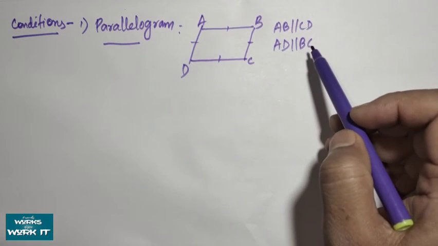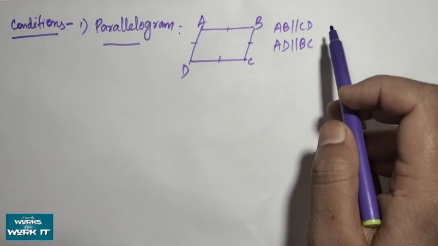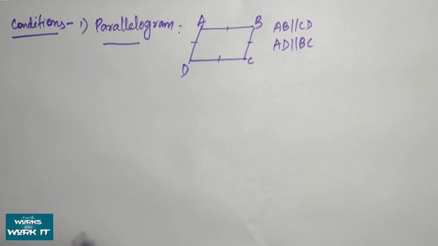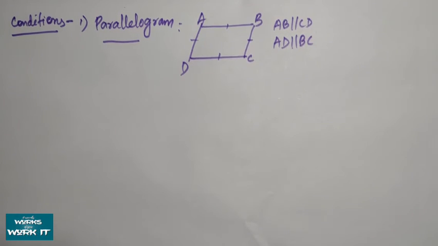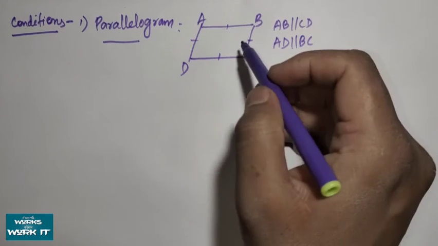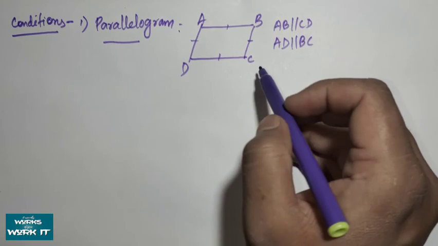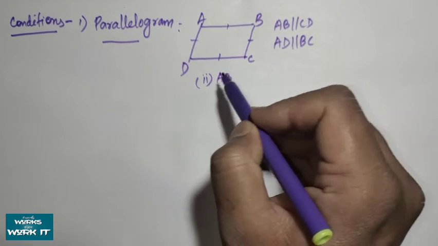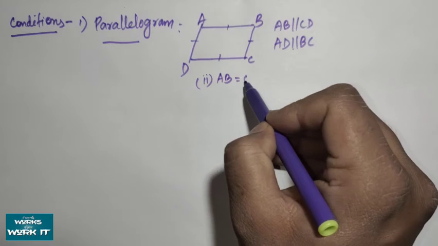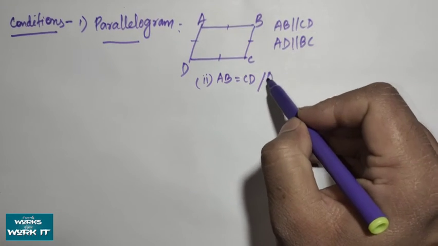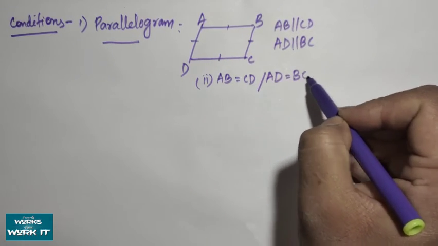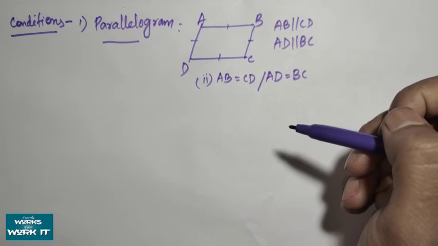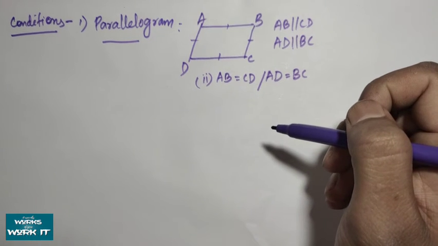Okay, so this is the first condition for a quadrilateral to be a parallelogram. And then after, its opposite sides need to be equal. That means, this is condition 2, AB should be equal to CD and AD should be equal to BC. Its opposite sides need to be equal.